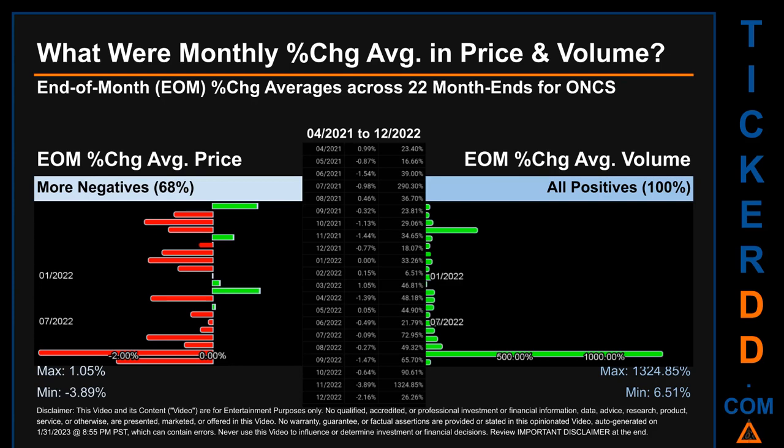Price saw an end-of-month max of 1.05% in average percentage change, along with a minimum of -3.89%. For volume, the maximum and the minimum monthly percentage change were respectively 1324.85% and 6.51%.